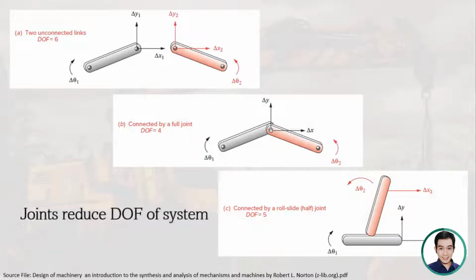What we can see here is that the joints can actually reduce the degrees of freedom of a system. So from degrees of freedom of 6 for 2 unconnected links, when we join them using a full joint, we decrease the degrees of freedom by 2. And when we connect them using a half joint, we decrease the degrees of freedom by 1. You can see here that adding a full joint actually decreases the degrees of freedom more than adding a half joint.